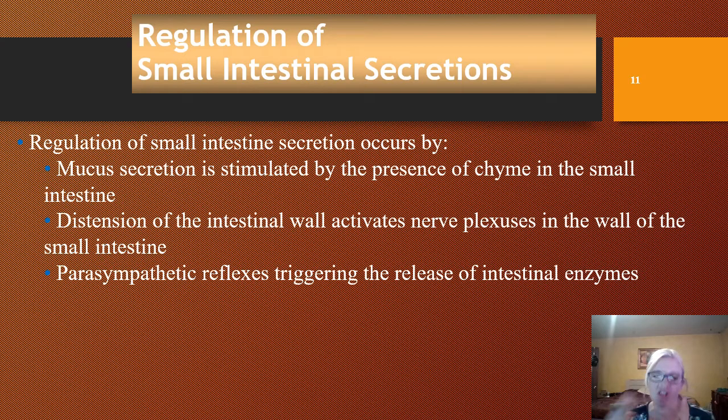When you have distension in those cells of the wall, that will activate the nerve plexus, okay? And so that sends signals to the parasympathetic reflexes that will also help to trigger the release of intestinal enzymes. So actually, as it begins to fill up, goblet cells secrete when chyme enters, and then as it fills up, distension in the intestinal walls will activate some nerve plexuses, which will send parasympathetic reflexes and will trigger the release of more intestinal enzymes.